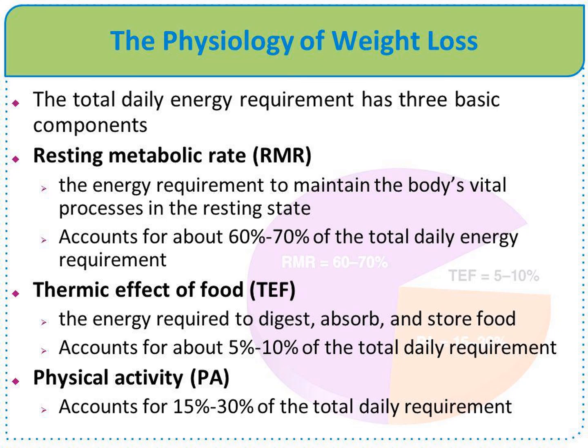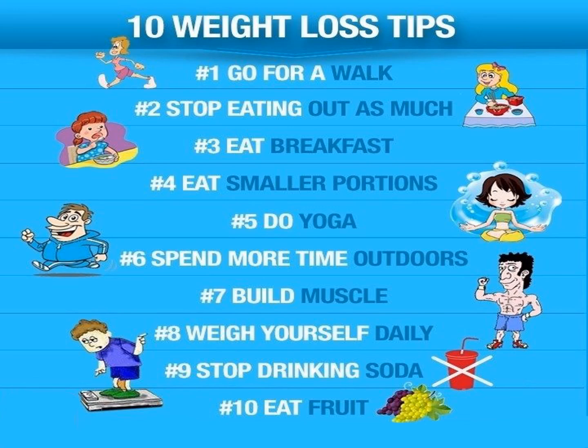And so, of course, what we need to pay attention to then is making sure that we don't take in any more energy than we need to fulfill those 3 basic components. So some suggestions for weight loss tips are listed here. They range from going for a walk, to eating breakfast, to building muscles through weightlifting activities, and stop drinking soda or pop, and eating more fruits and vegetables.